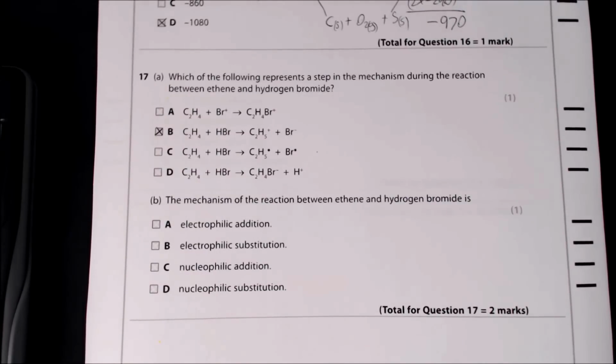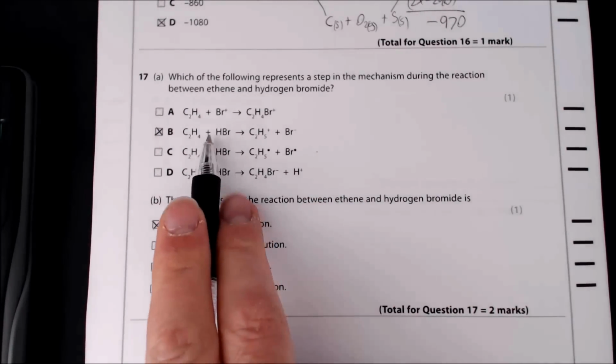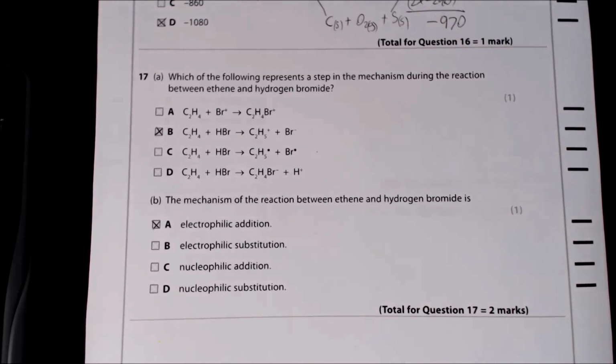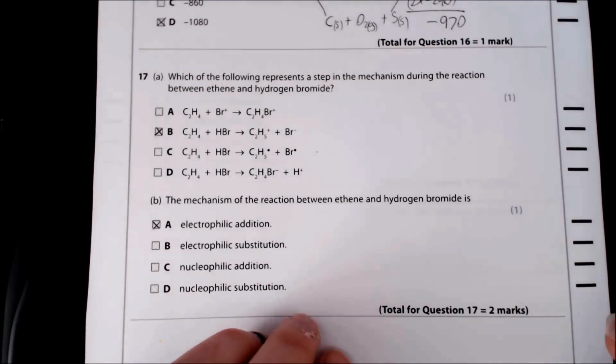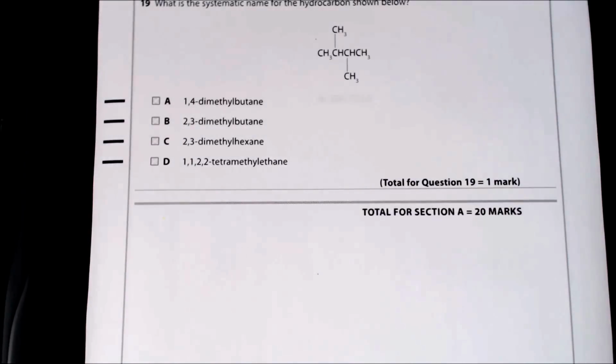So this is going to be an electrophilic addition, which is on there because the molecule we're adding has an electron deficient zone. So it's an electrophile. Okay, right. And then on to the next one.